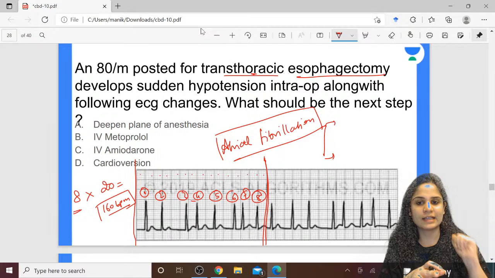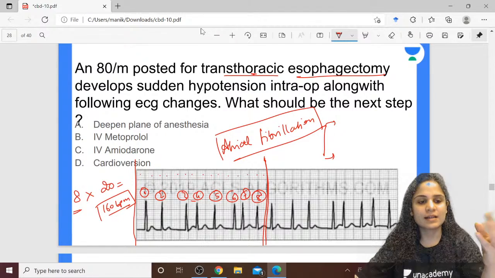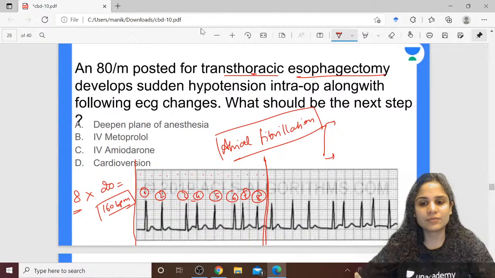You know, they must have scratched something over there. So that is why suddenly the heart is contracting and you are getting atrial fibrillation.